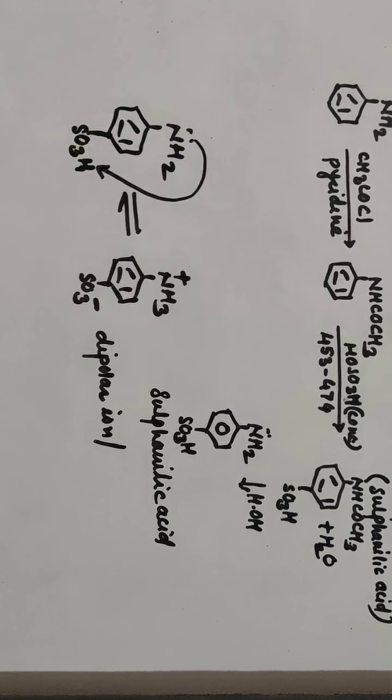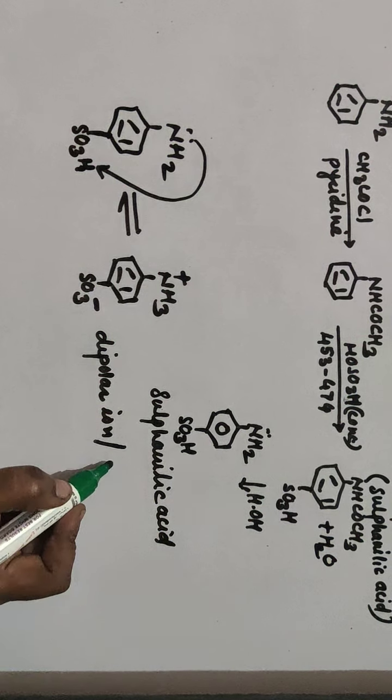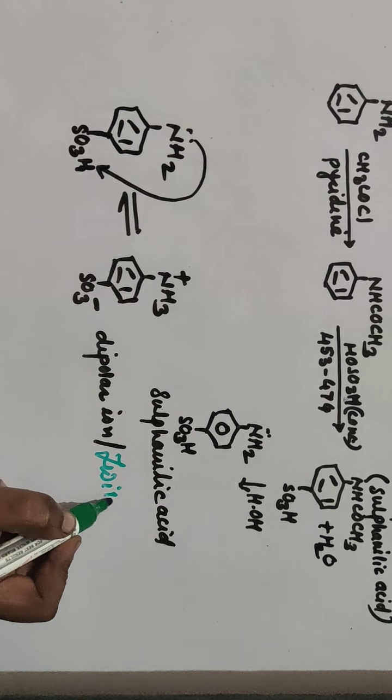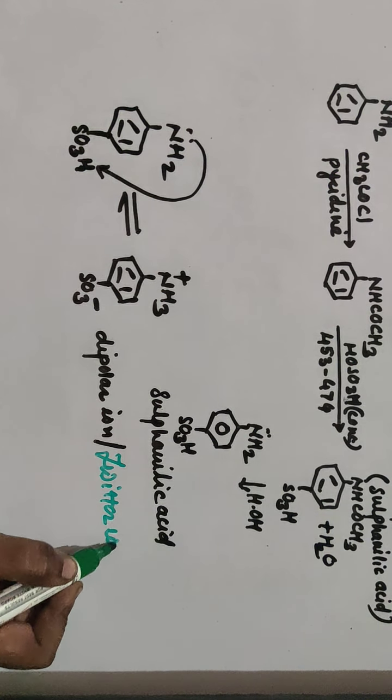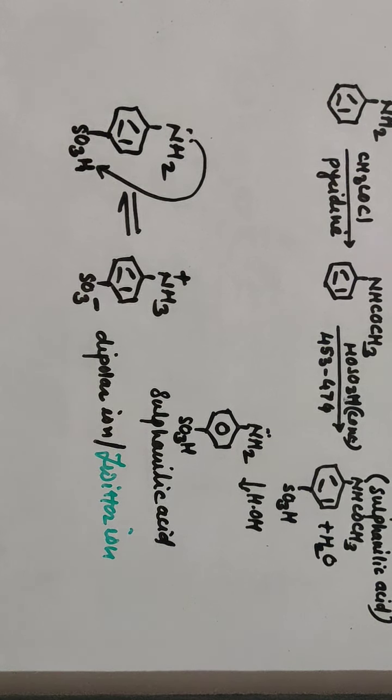Question maybe for MCQ also. This is called a Zwitter ion. So the formation of Zwitter ion is possible in the compound where acidic and basic groups are present in the same molecule. Wherever acidic and basic groups are present in the same molecule, there is a formation of Zwitter ion. So this is the sulfonation of amines.